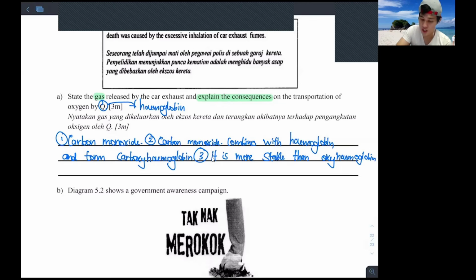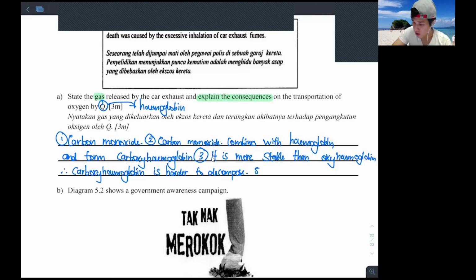Since it's more stable, therefore carboxyhemoglobin will be harder to decompose. Just like a couple: if their relationship is more stable, it's very hard to separate them. So if carboxyhemoglobin is stable, it's very hard to decompose, meaning very hard to break down. So therefore, carboxyhemoglobin is harder to decompose.